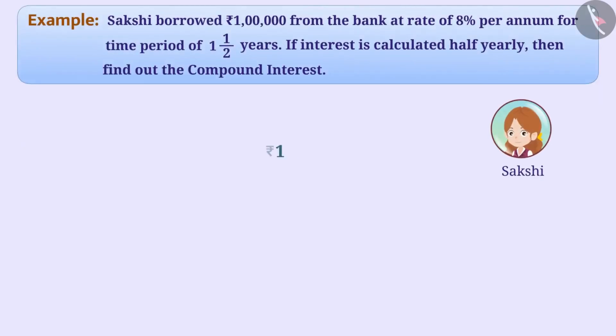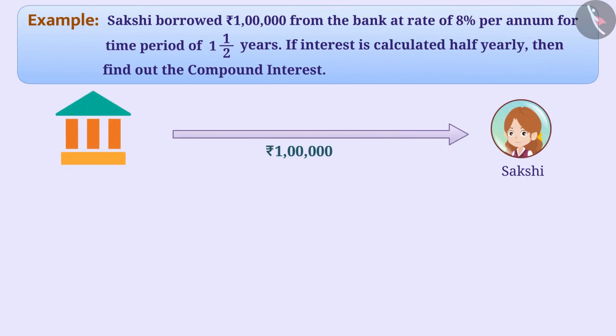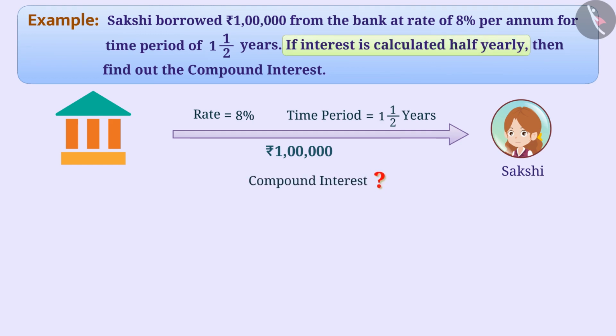Sakshi borrowed rupees 1 lakh from the bank at the rate of 8% per annum for time period of 1.5 years. If interest is calculated half yearly, then find out the compound interest.